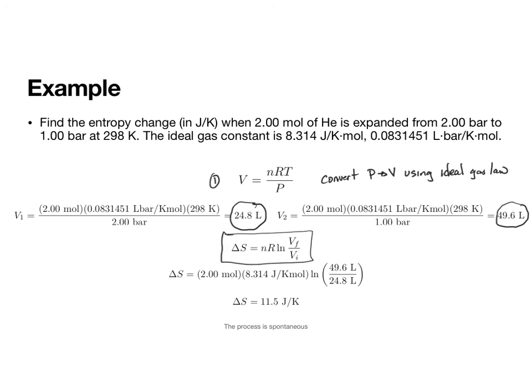And so we plug and chug, and we get that delta S is equal to 11.5 joules per Kelvin. And since delta S is a positive number, we know that this process is spontaneous, which is what we would expect because we are working with an expansion.